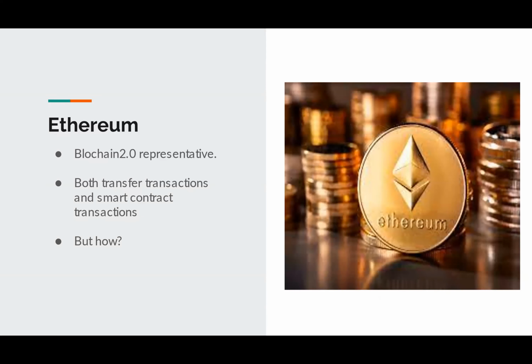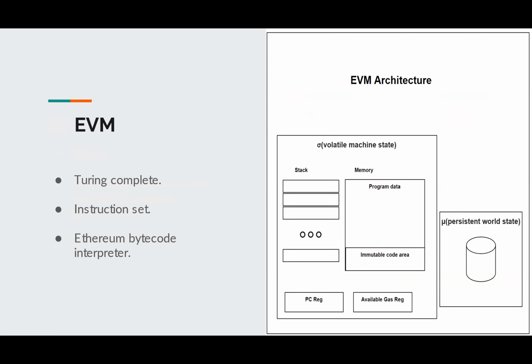Ethereum is one of the most popular representatives of this type of blockchain. It allows both money transfer and smart contract transactions. It does this with the help of its virtual machine, which is called the Ethereum Virtual Machine. It is a Turing-complete machine, and it interprets Ethereum bytecode.